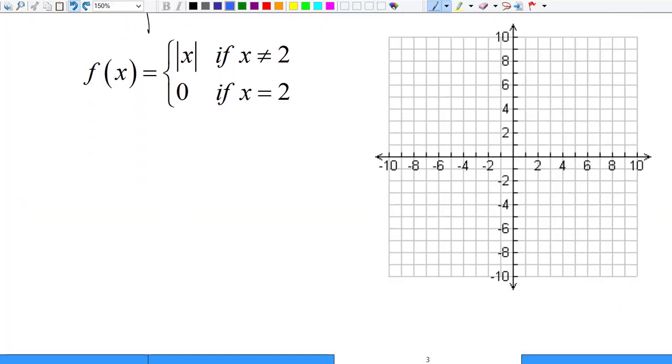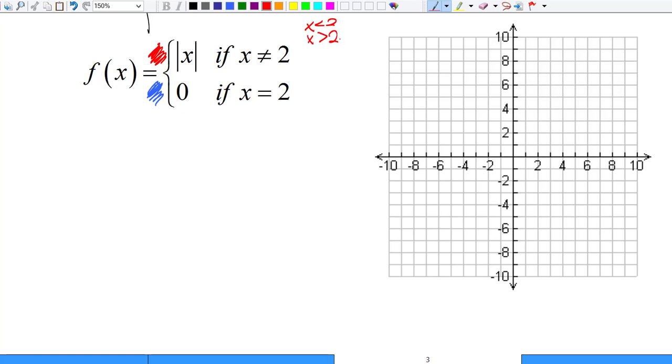Our next example here is f of x is equal to the absolute value of x if x is not equal to 2, or 0 if it is equal to 2. Okay, this one's tricky, the not equal to. What I want you to think about this not equal to, and we'll do that one in red, and the other part in blue. The not equal to, I need you to think of as like x is less than 2 and x is greater than 2.